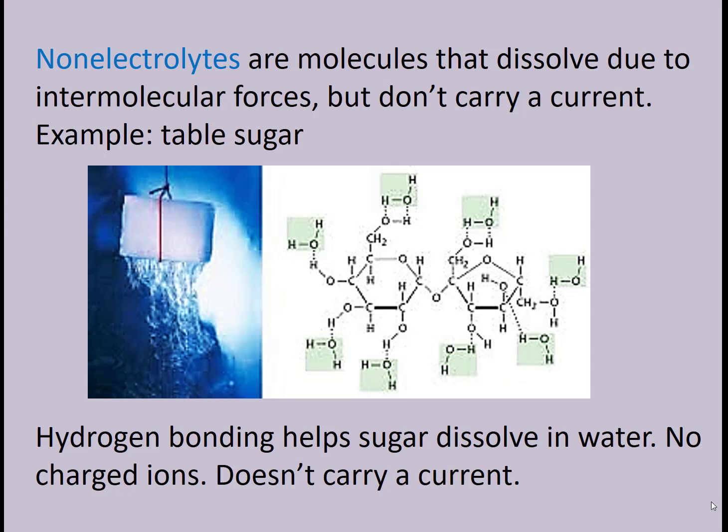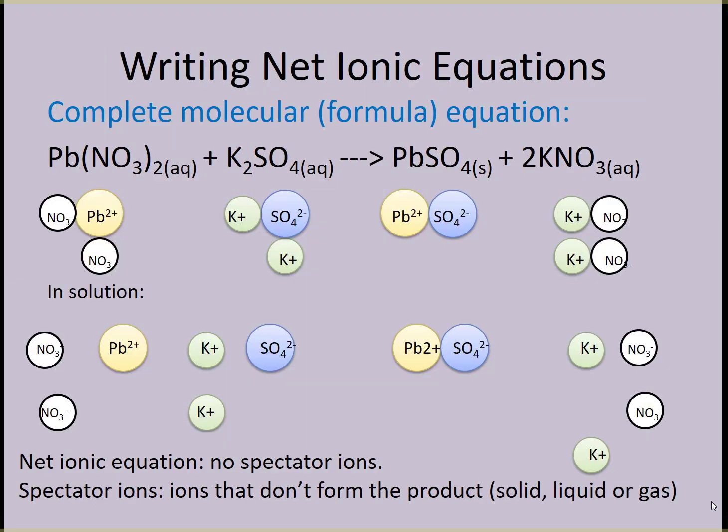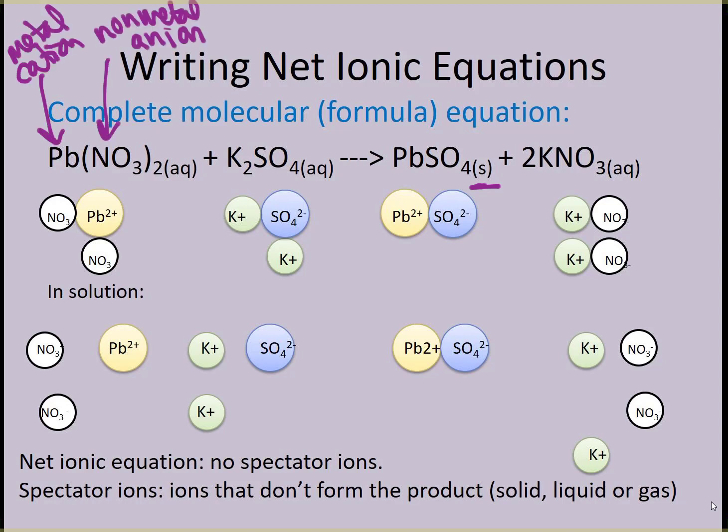As a result, it does not carry a current. The AP board likes all precipitation reactions to be written as what's called a net ionic equation. So when you have an ionic compound put into water, so this is when you have a metal cation and a nonmetal anion, and those are put into solution, they will split up into solution. They'll just be floating around, the water will be surrounding it.